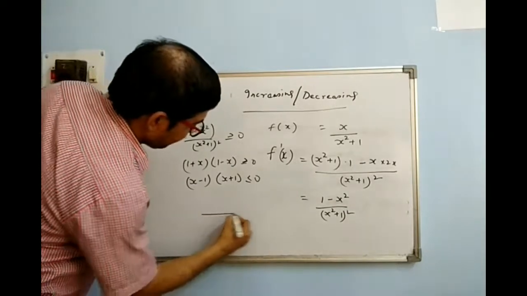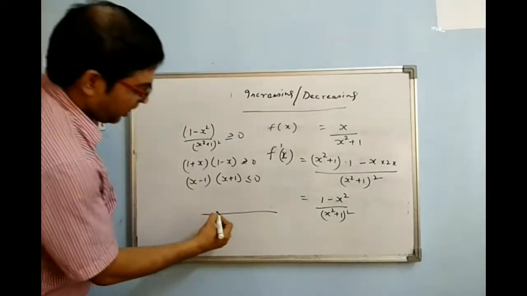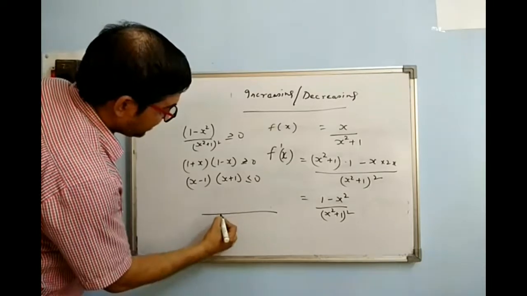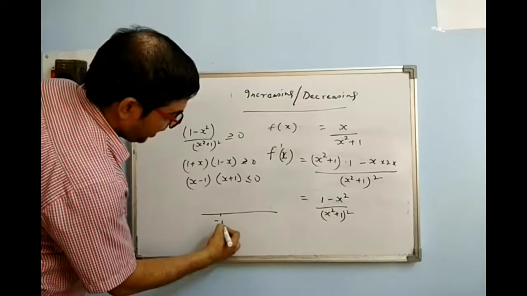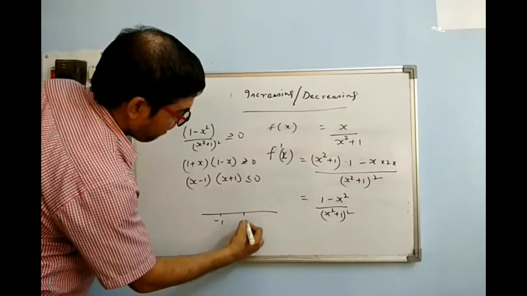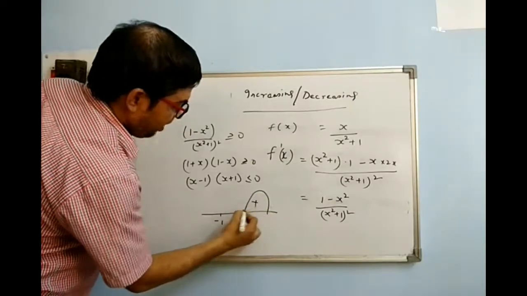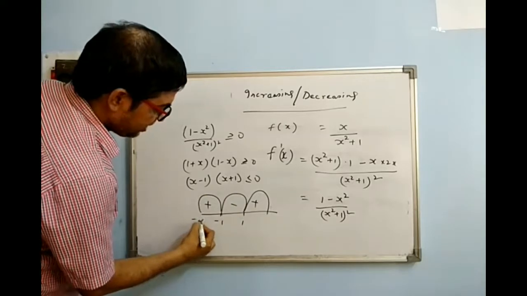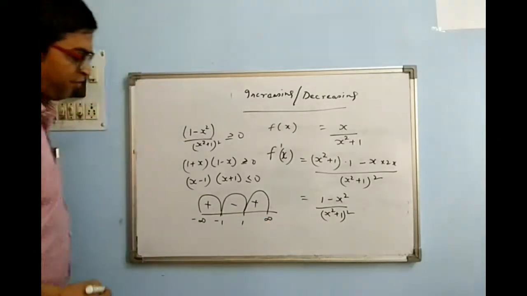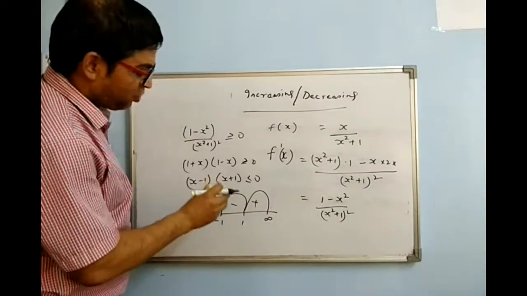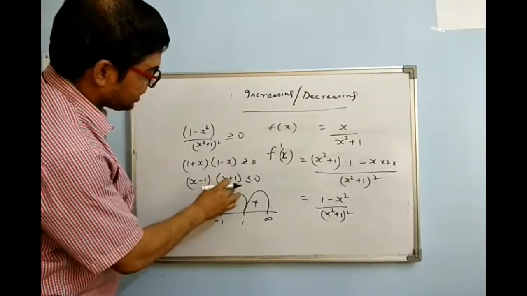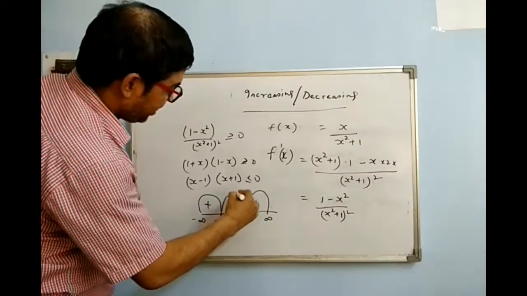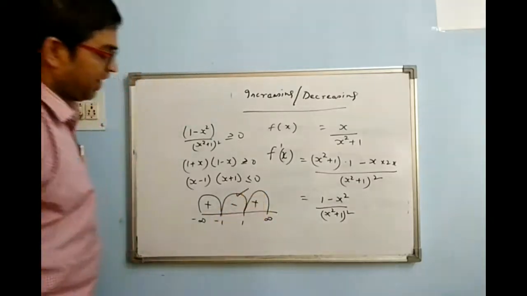So we will see where it is positive or negative. The critical points are minus 1 and 1. You just write it here. First interval positive, second negative, third positive, like this. It is minus infinity, this is plus infinity. So if I have to check where this thing is negative, this thing is negative in this interval.